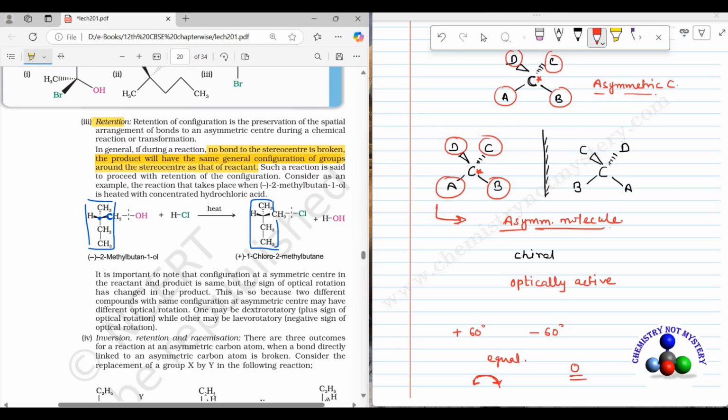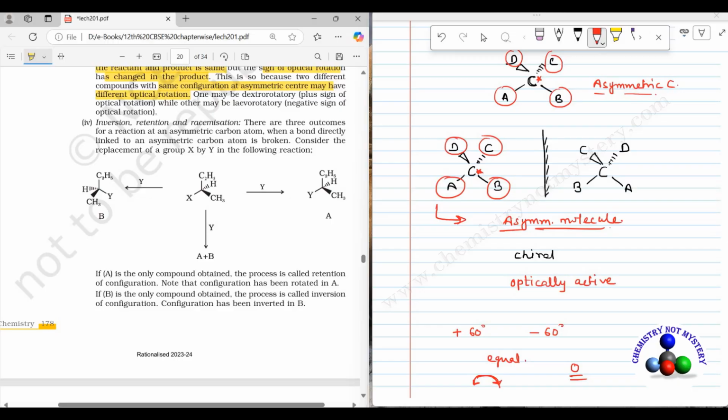It is important to note that the configuration at the asymmetric center of reactant and product is the same, but the sign of optical rotation has changed in the product. This is so because two different compounds with the same configuration at an asymmetric center may have different optical rotation. One may be dextrorotatory, while the other may be levorotatory.